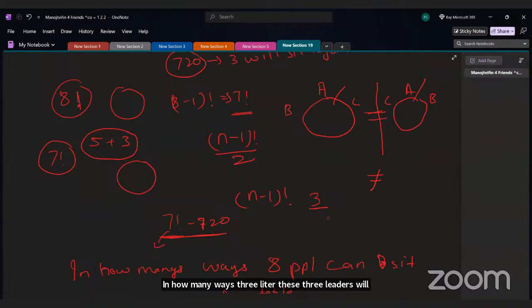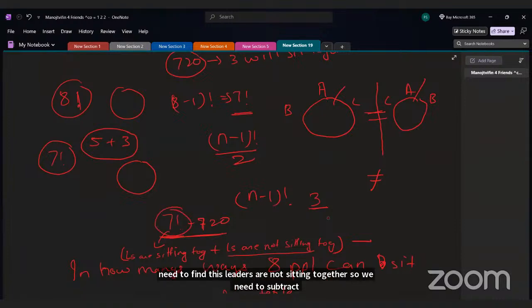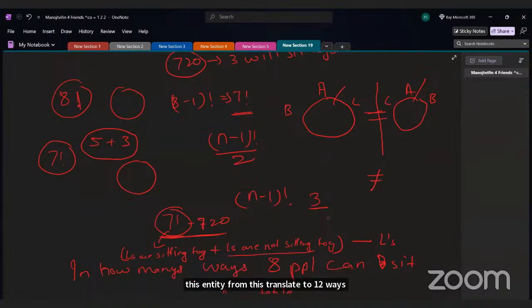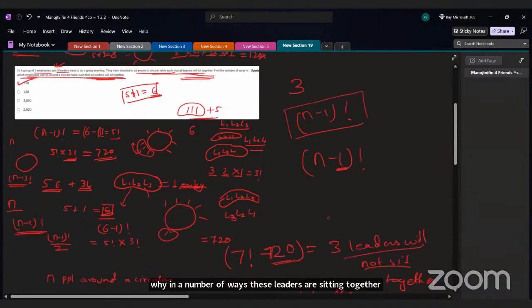So we have to subtract. In these 7 factorial ways, there are ways where leaders are sitting together plus ways where leaders are not sitting together. Now we need to find the ways where leaders are not sitting together, so we need to subtract the together ways from these 7 factorial ways. The number of ways these leaders are sitting together is 720, which we just calculated for this question. So that's why we subtracted this. Okay.